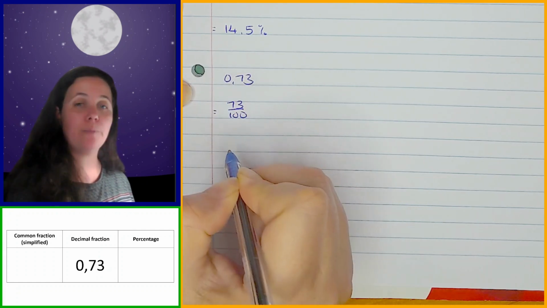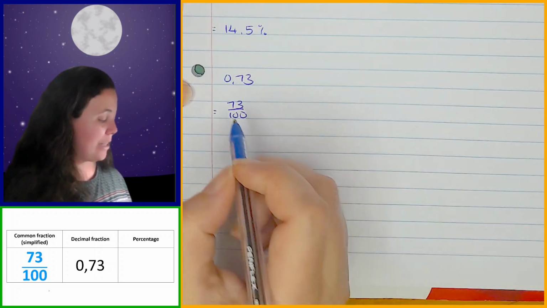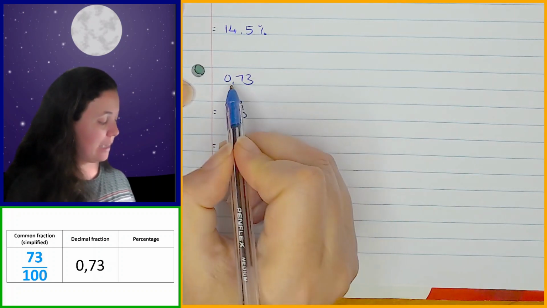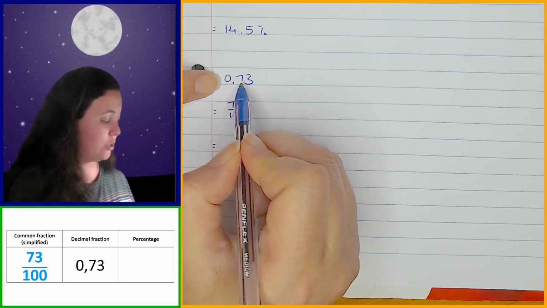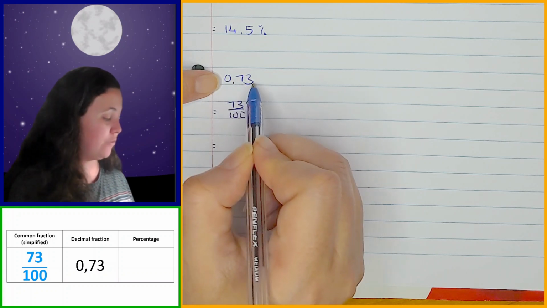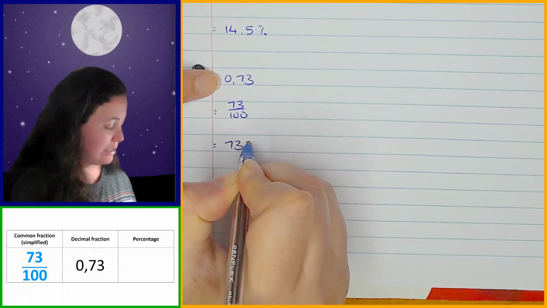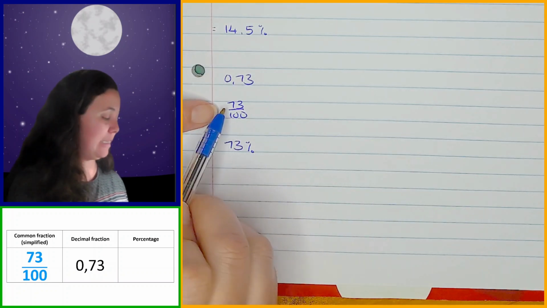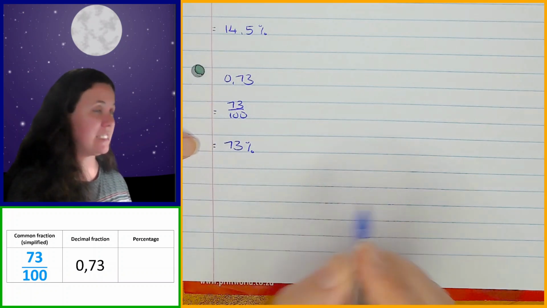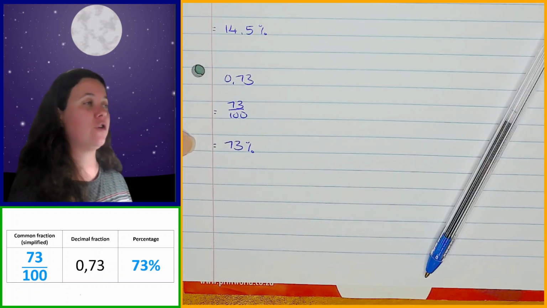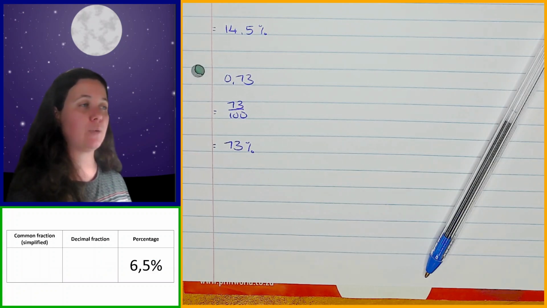Now this can't be simplified, okay? So our common fraction is 73 over 100, and then our percentage, I'm going to take my decimal fraction and multiply that by 100. So 1, 2 places, the comma is going to move in this direction, giving me 73%, which you could also have seen easily over here. If your fraction is something over 100, it means that the top number is your percentage. So it's 73%. So for this one, you should have got 73% over there. Okay, so those are the first 3. Now let's go on to the next one.